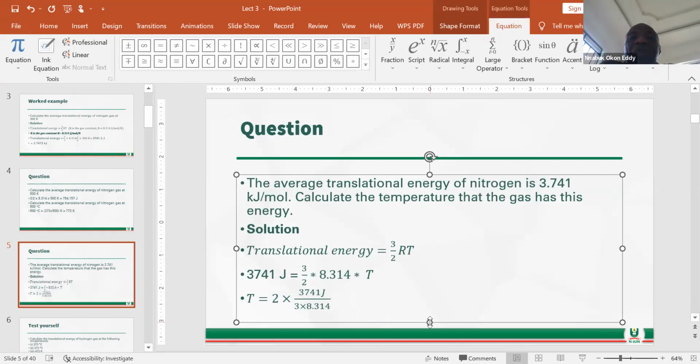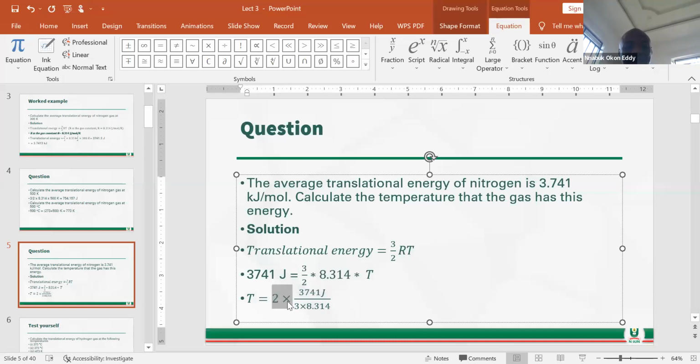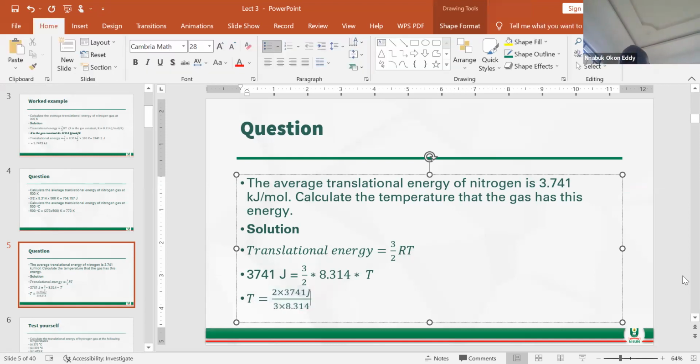Did you have it that way? Those who were solving, did you comprehend that same way? Yes, sir. Okay. So that is how to calculate it. So that's done for translational energy.